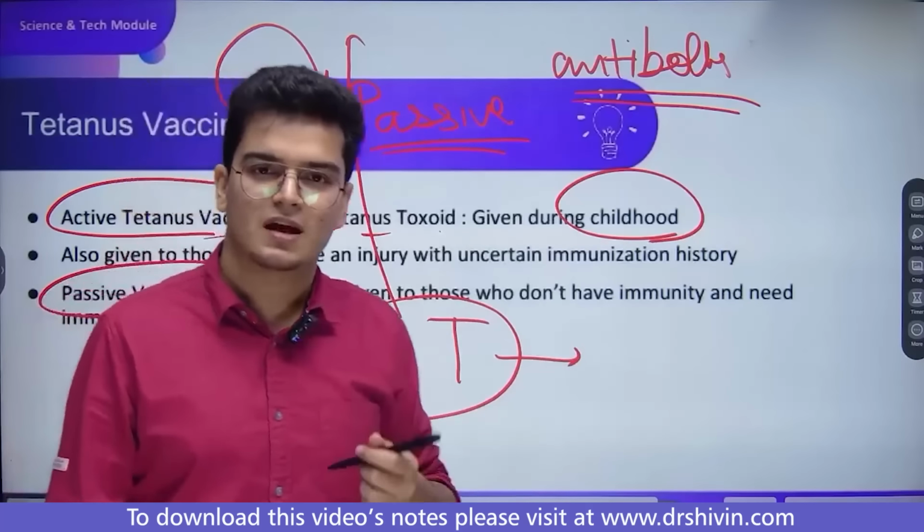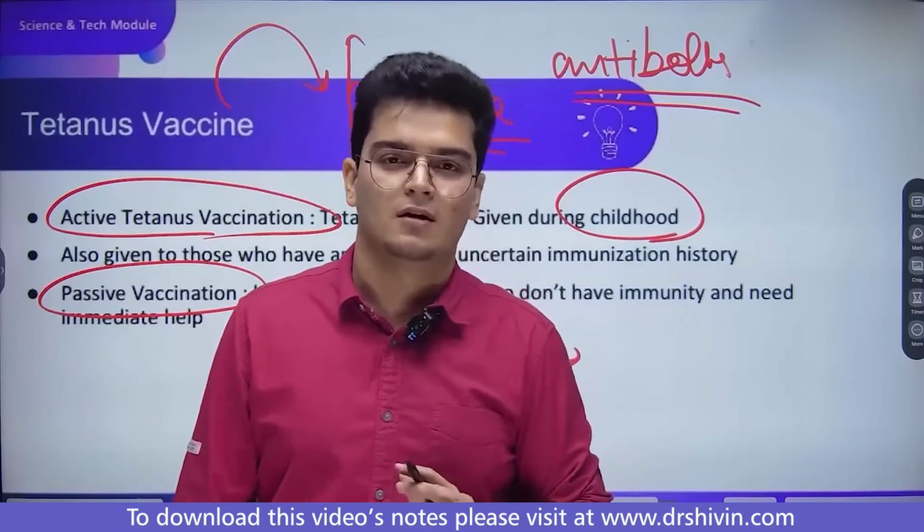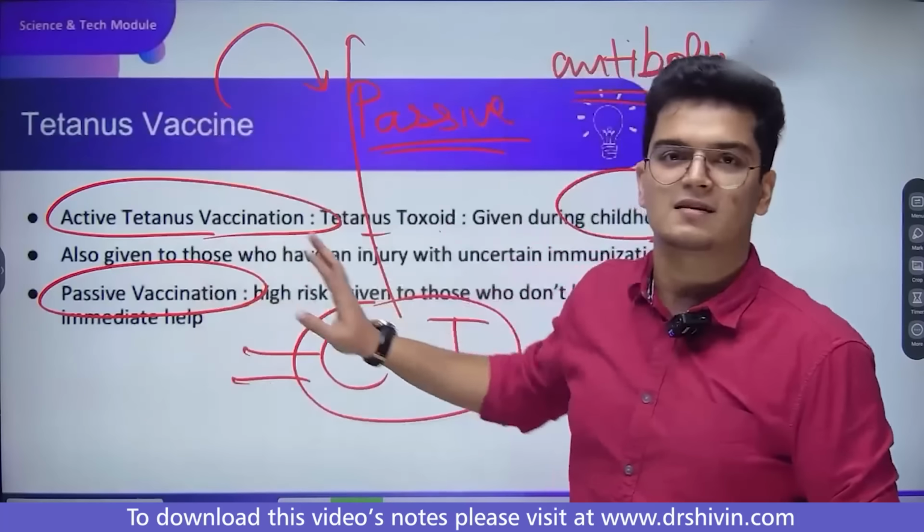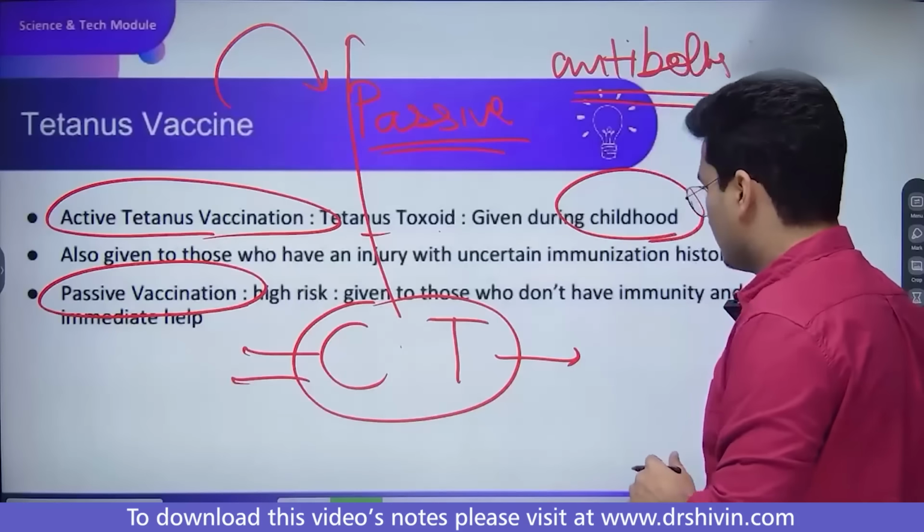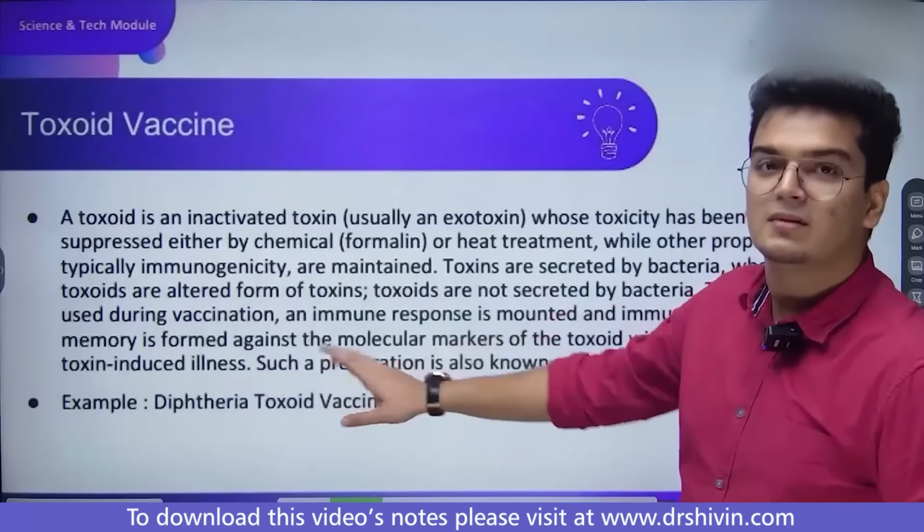In a normal situation, I give active tetanus or TT. So these are two types of tetanus vaccine. Another example of a toxoid vaccine is diphtheria. Okay.